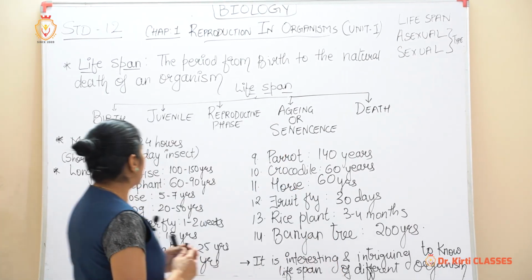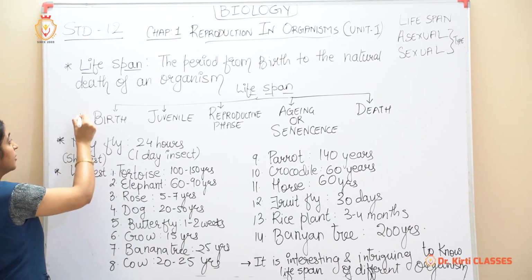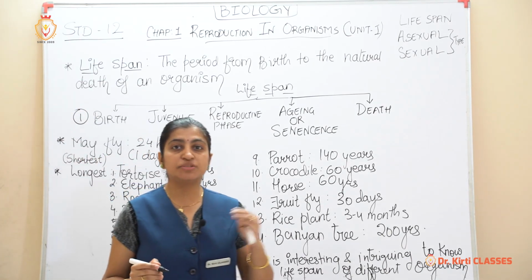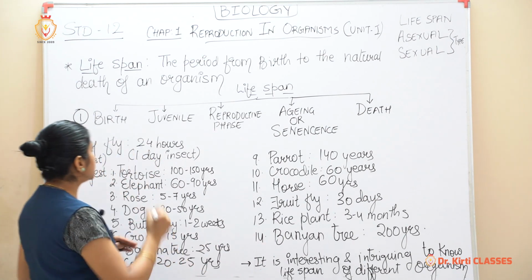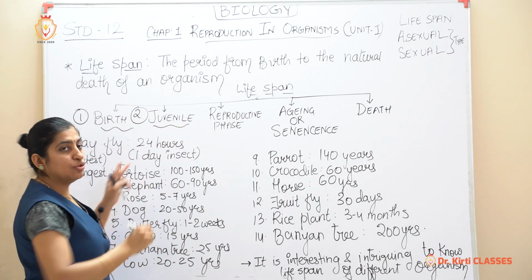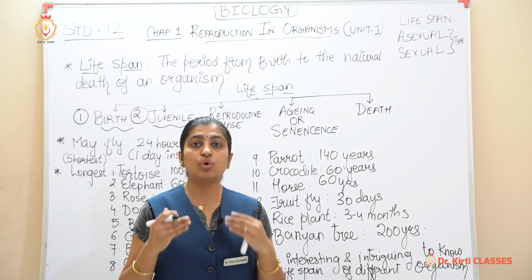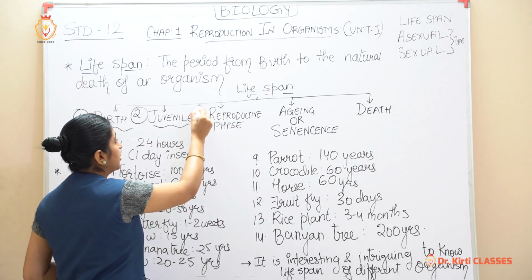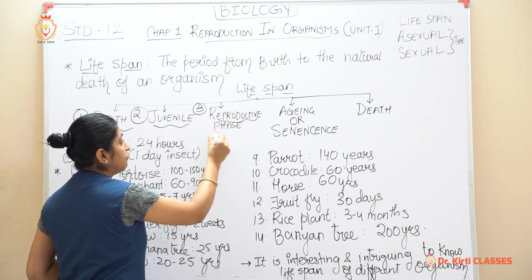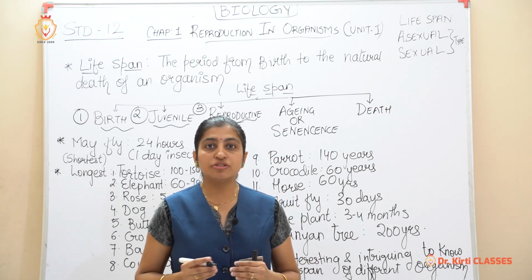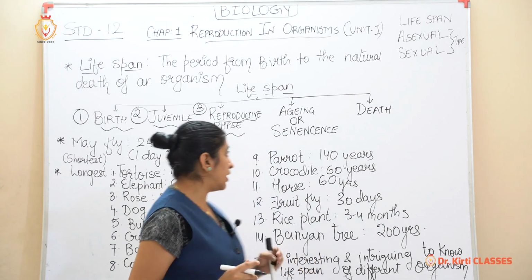So number 1 is birth, that is the starting point of a lifespan. Number 2 is the juvenile phase. Juvenile phase means it's a growth phase of an individual. Number 3, a reproductive phase, which is very important and which is the main topic of this unit, that is reproduction.